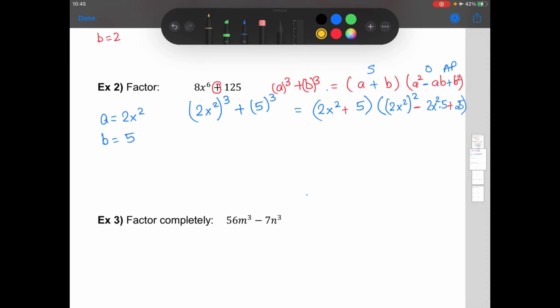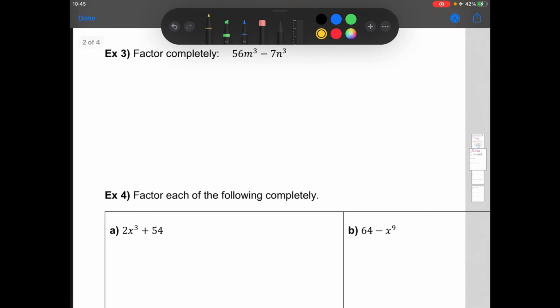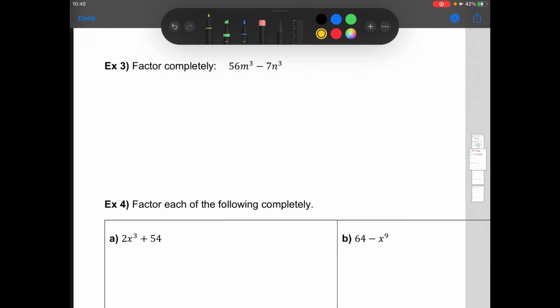Now let's simplify this a little. This is 2x squared plus 5. This would be 4x to the fourth. Okay, many times what I see is students will forget to square the 2, and that's where it'll be wrong. And then 10x squared plus 25, and that's your final answer. Okay, the next one, I want you to pause the video and try the next one.